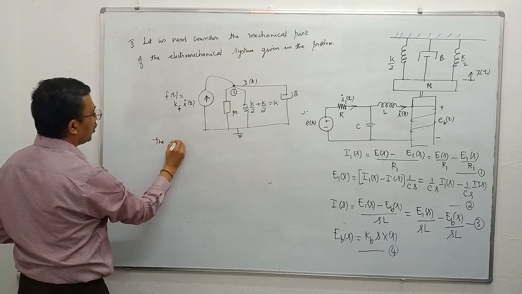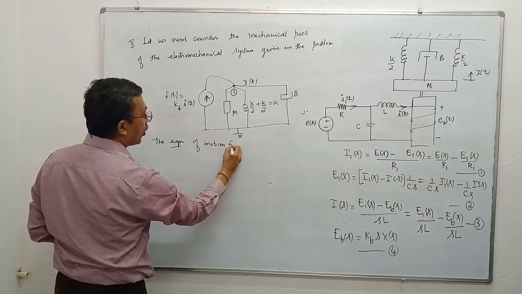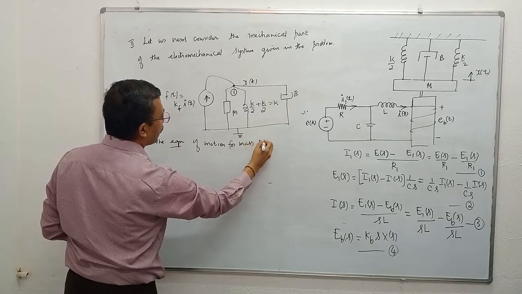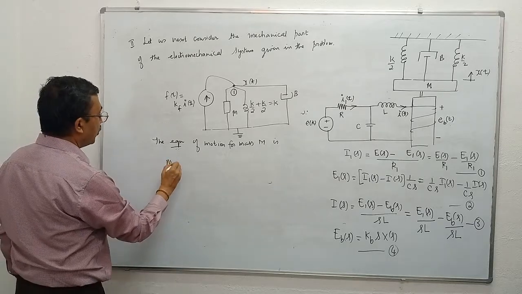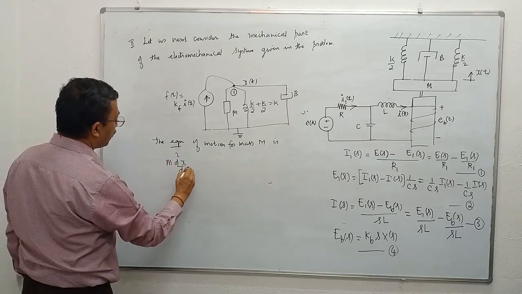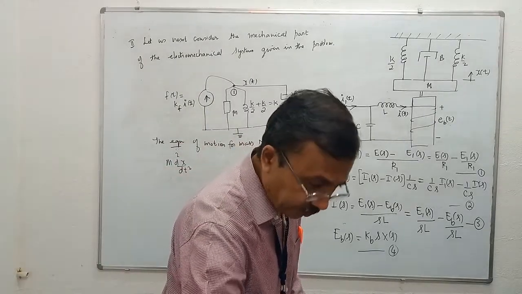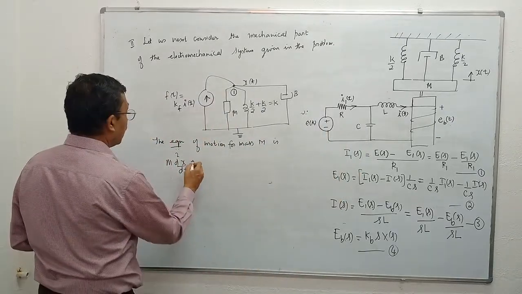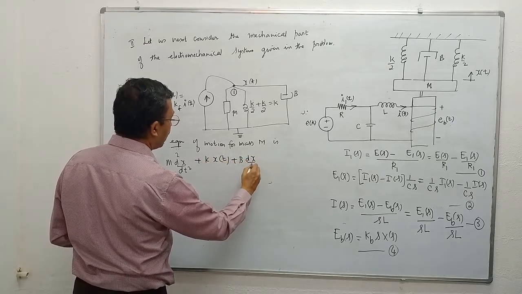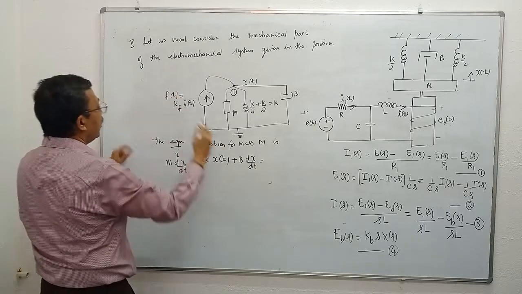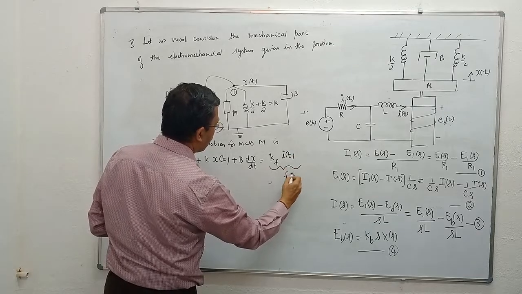The equation of motion for mass m is m into d square x by dt square plus k into x of t plus b into dx of t by dt is equal to f of t. What is f of t? F of t is kf into I of t.